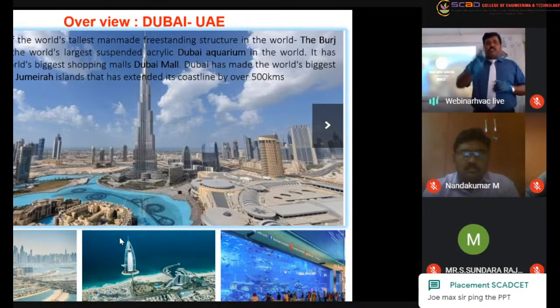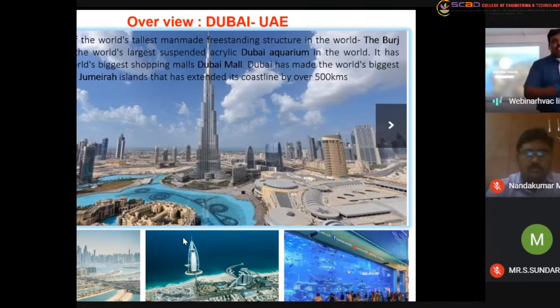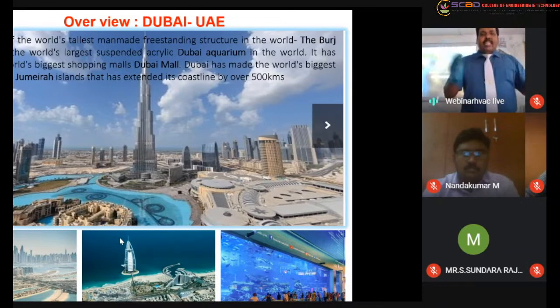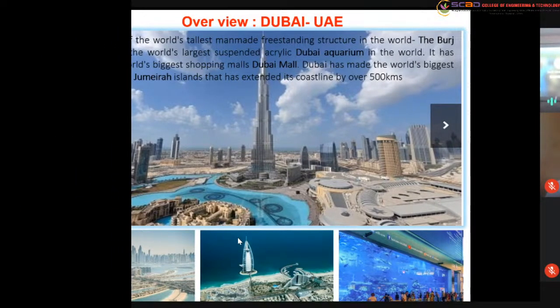Everyone knows about Dubai. A lot of people know about Dubai, and Dubai is one of the best peaceful countries to live in in the world, and it boasts the world's tallest man-made freestanding structure.